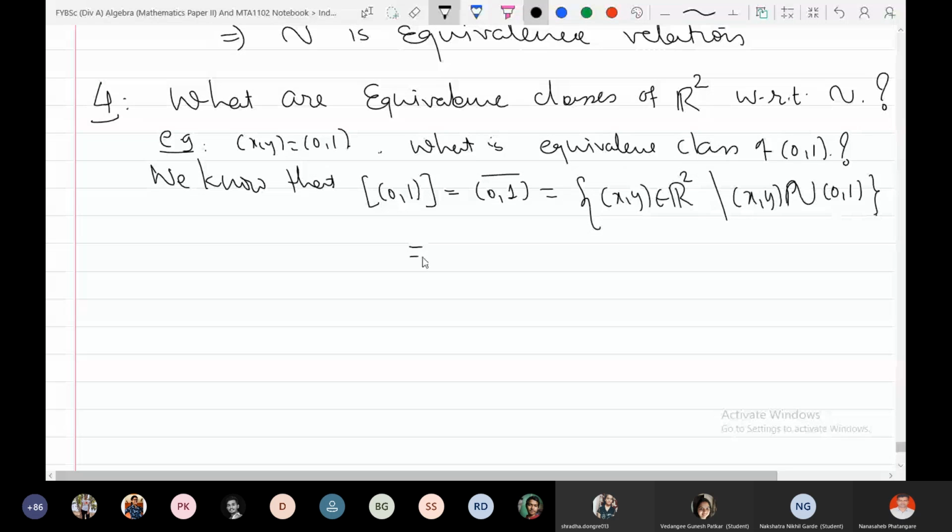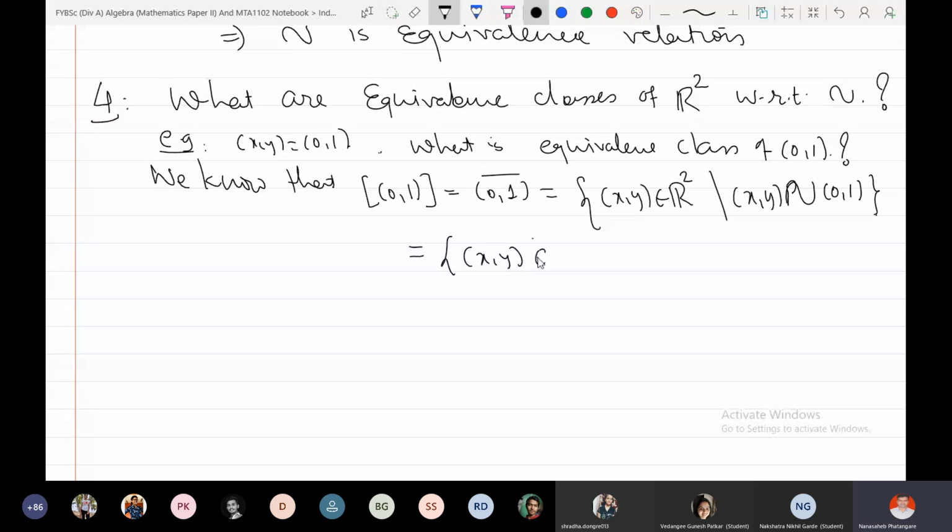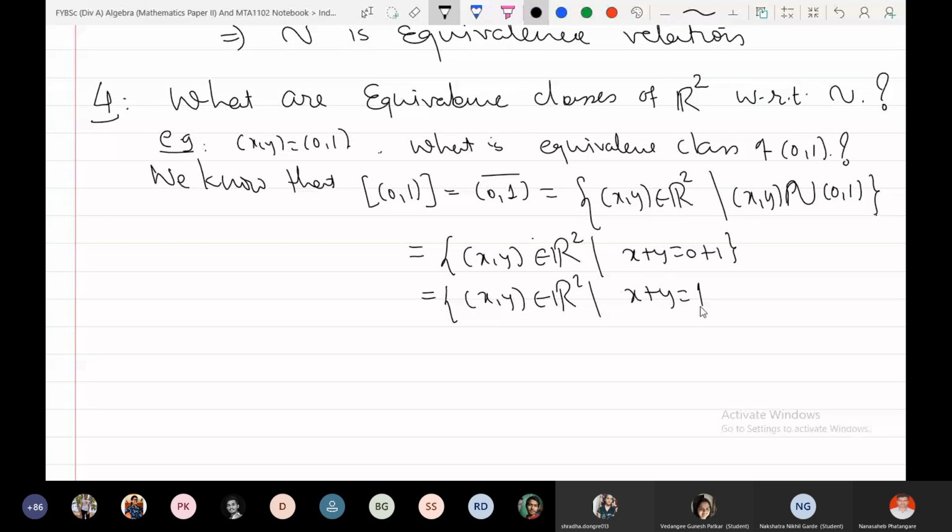Therefore, this is the set of all those points in my set, which is R2 in this case, such that (x, y) is related to (0, 1), which means x plus y is equal to 0 plus 1. That means it is the set of all those points in my set R2 such that x plus y is equal to 1. Now you can understand what the points in R2 are for which x plus y is equal to 1. Now can you tell me what this set is?